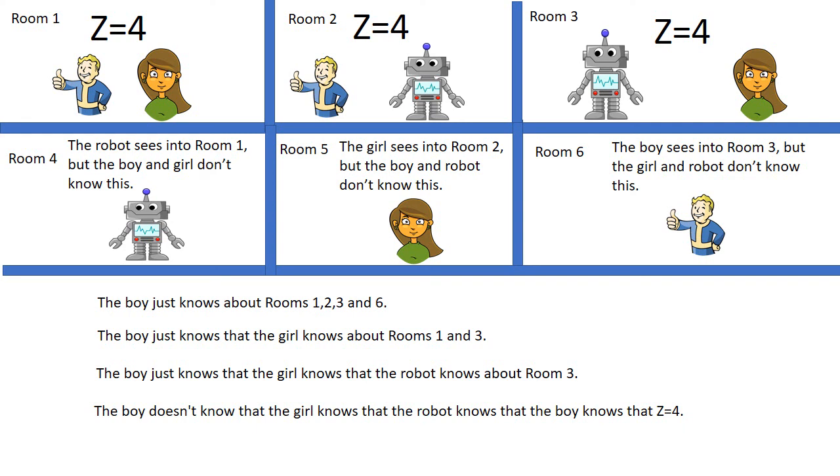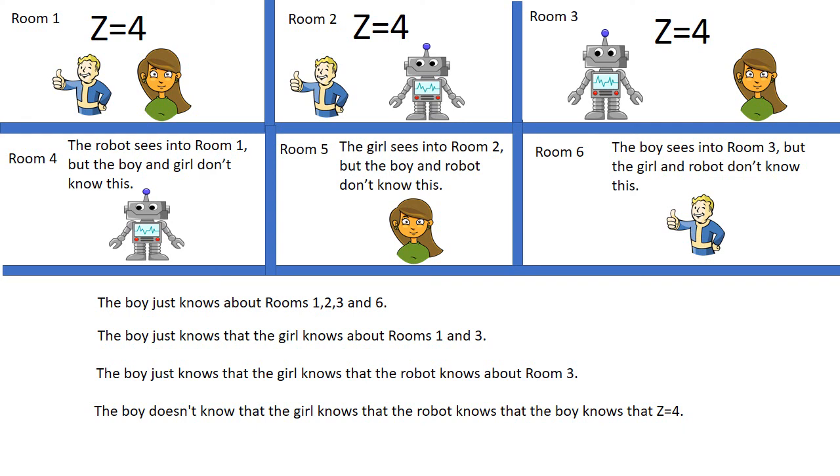So let me go through it again. So again, we're looking at this from the point of view of the boy's brain. So what does the boy know? The boy knows of the existence of rooms 1, 2, 3, and 6. So the boy is trying to figure out what's going on in the mind of the girl. We're not right now asking what's going on in the mind of the girl. We're saying, what does the boy know is going on in the mind of the girl? And the boy would say, well, I know the girl is aware of rooms 1 and 3.